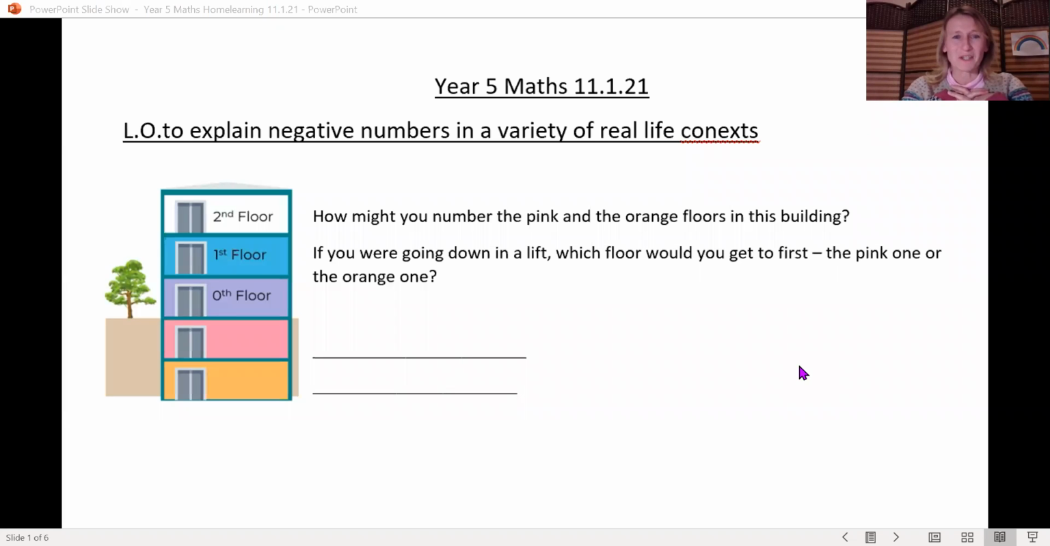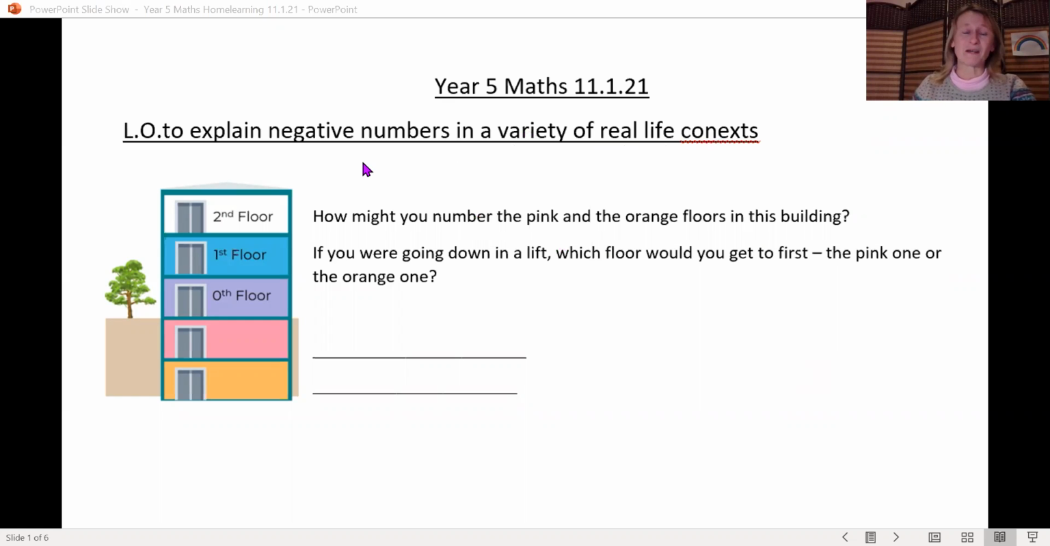Hi, Year 5. So this is our maths for today. And I've just seen that I've spelt the learning objective wrongly on the PowerPoint. So it should say, learning objective, to explain negative numbers in a variety of real life contexts. There should be a T there. Never mind, I know you'll remember to put that T in.